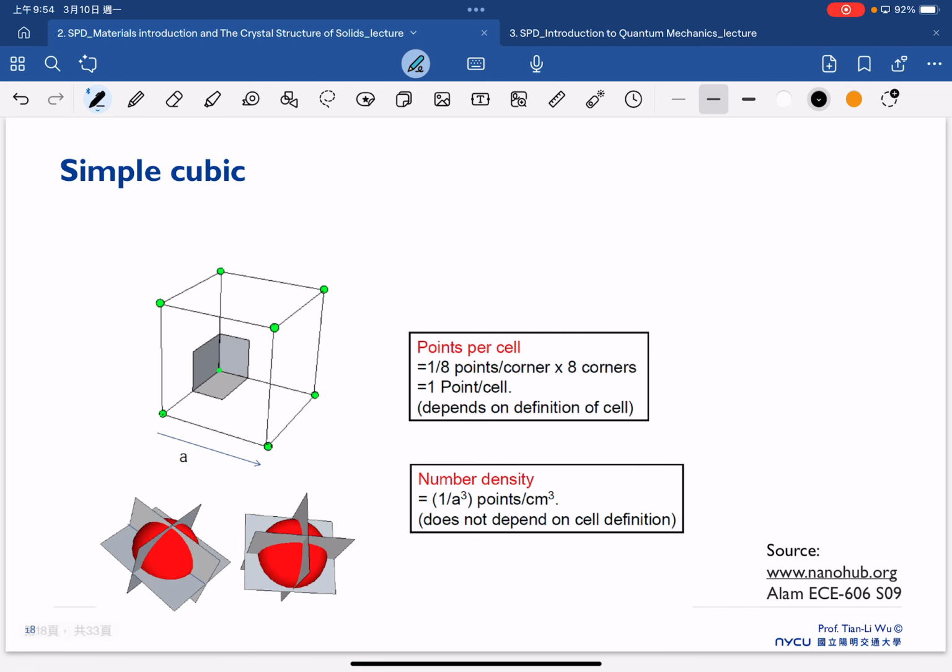So this is just a similar slide to what we described before, and now we can consider the first one, which is points per cell. As we already calculated, it's 1 point per cell in the simple cubic. But now if we try to calculate the number density, that would be equal to this. Because we only have 1 point per cell, we use 1 divided by the volume here. So that would be shown here.